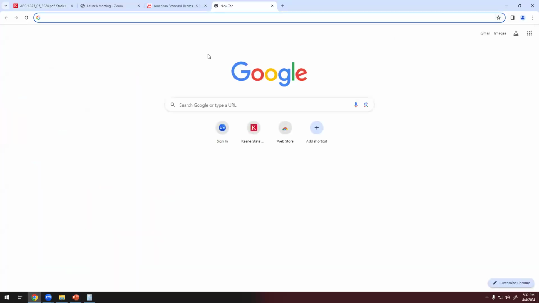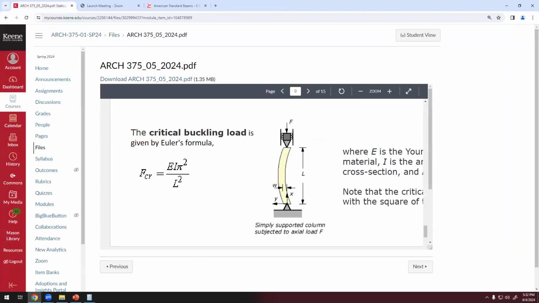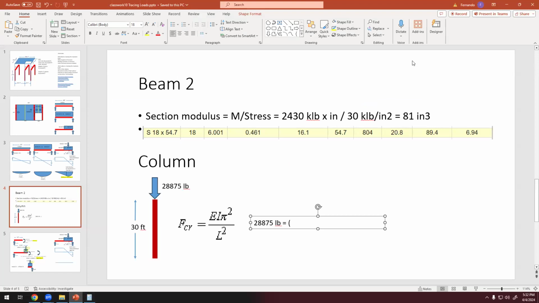I always remember the megapascal. Yeah, it's 30,000. 30,000 kilopounds per square inch. Times I, this is what I have to calculate, times pi, 3.14 squared.